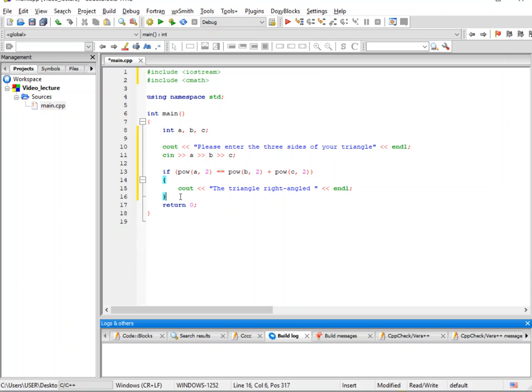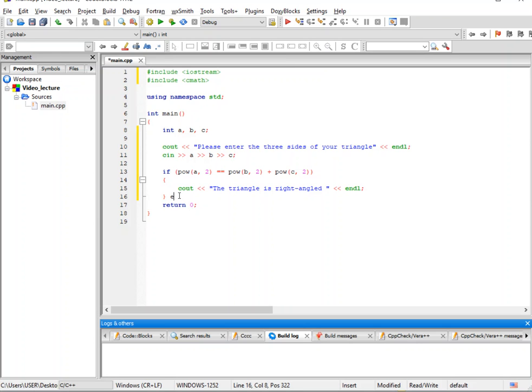If this is not, then we have to display another message, and that other message we are to display should be what? The triangle is not right angled. Sorry, the triangle is right angled. The other one will be the triangle is not right angled.